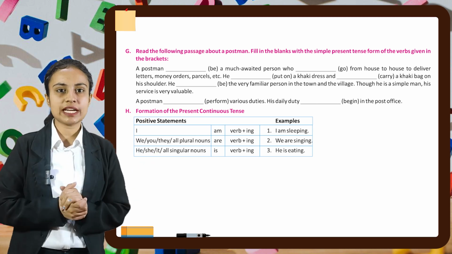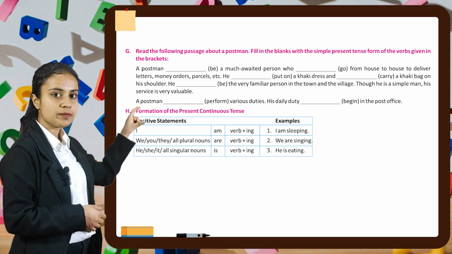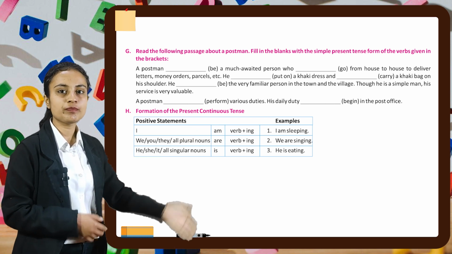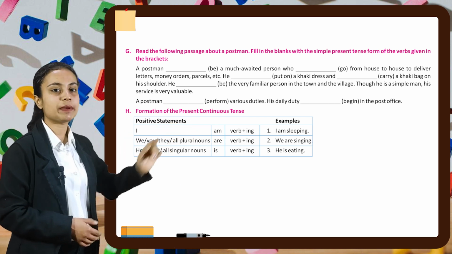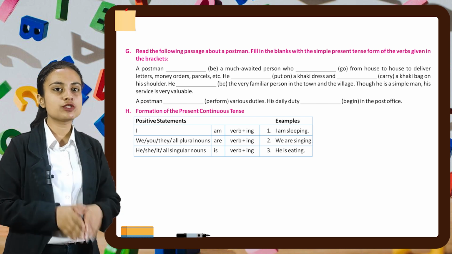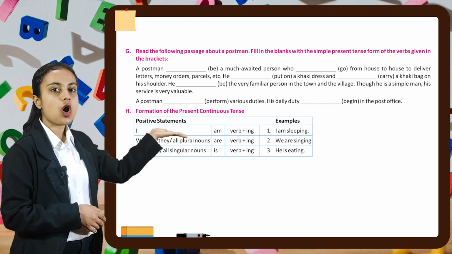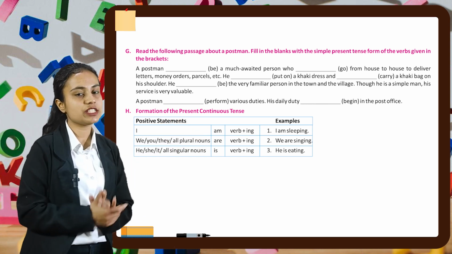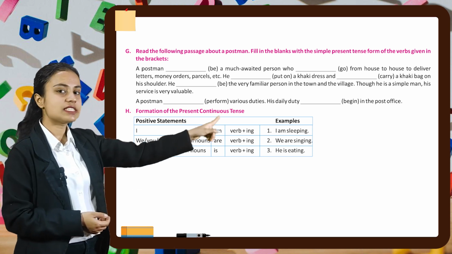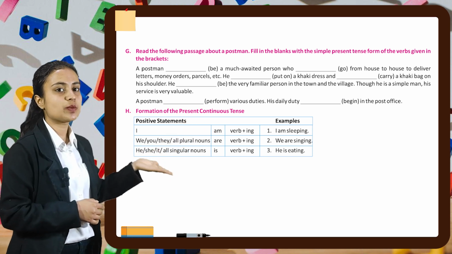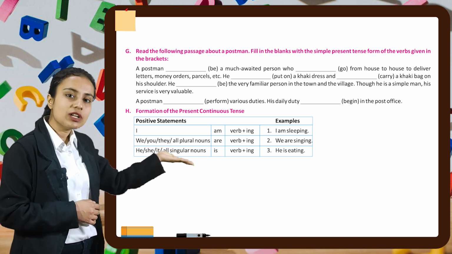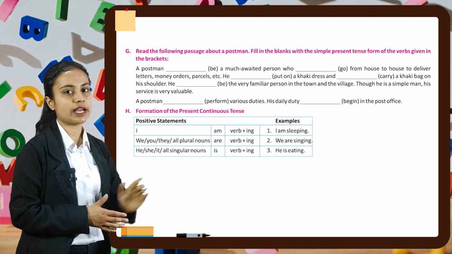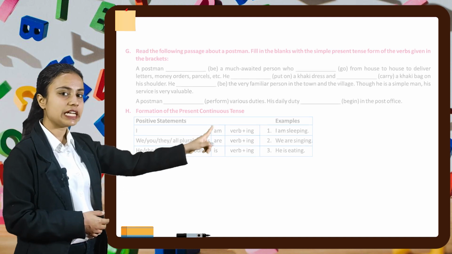For making a positive statement, we start our statement with I, then we put am. With that we use verb plus ing form. For example, I am sleeping. Or if the sentence starts with we, you, they, or any plural noun, we use are with that and verb plus ing. For example, we are singing. Or if the sentence starts with he, she, it, or all singular nouns, we use is with them plus verb plus ing. For example, he is eating.